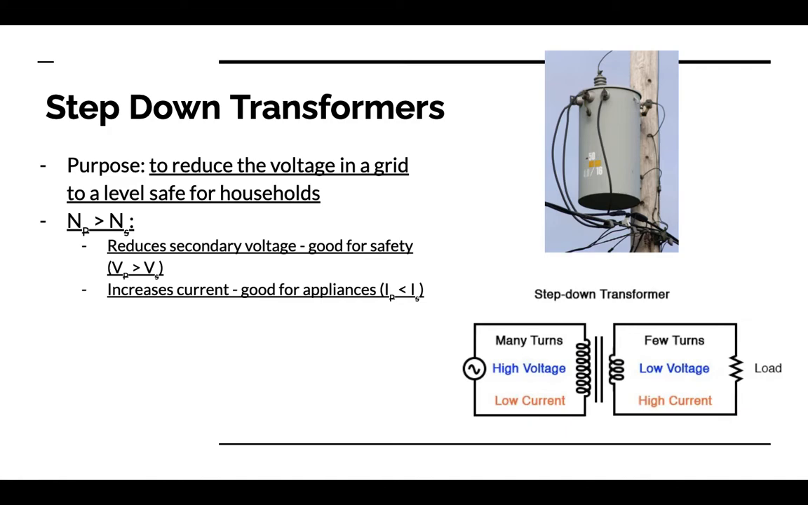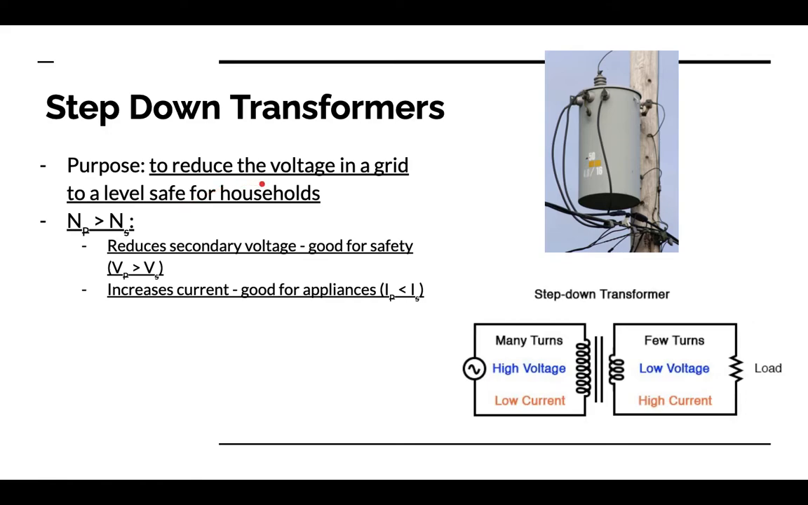Either way, it's really not safe. You don't want to be in contact with those things. So it's way too unsafe for households. Households in the United States run at about 110 to 240 volts, okay? So we need to lower from about 13,000 volts to about 110 to 240 volts.